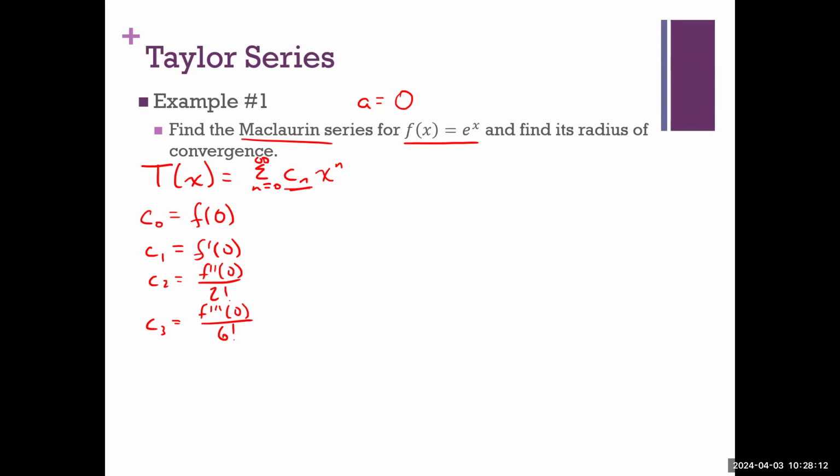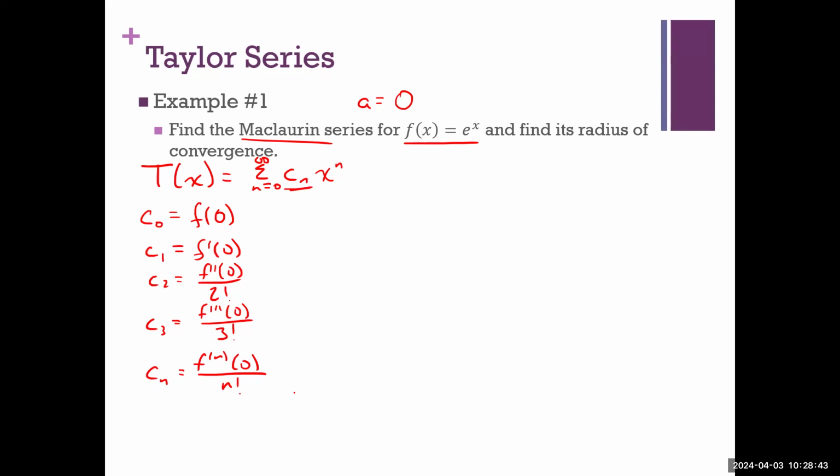Besides that one, is there logic to how to go to 6 factorial? Yeah, I lied to you. It's not 6 factorial, it's 3 factorial, which ends up becoming 6. Got ahead of myself. In general, c sub n is equal to the nth derivative evaluated at whatever the center value is, over n factorial.